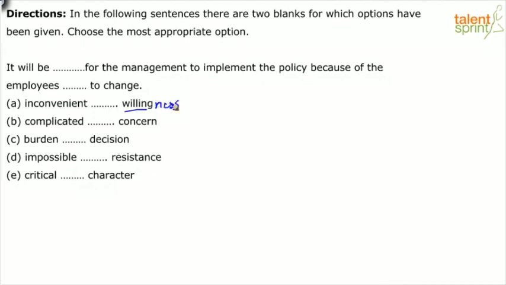Right? It's not in the right form. Option B: It will be complicated for the management to implement the policy because of the employees' concern to change. Now, logically, in the context, what is the meaning that the context is giving? The management is finding it difficult to implement the policy. Why would a management find it difficult to implement a particular policy?